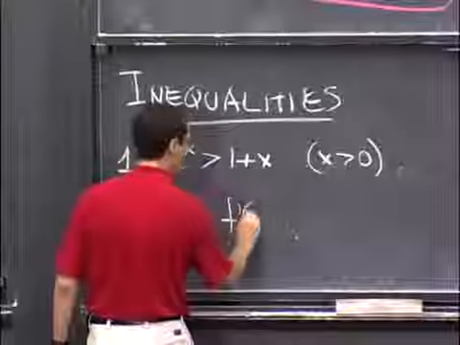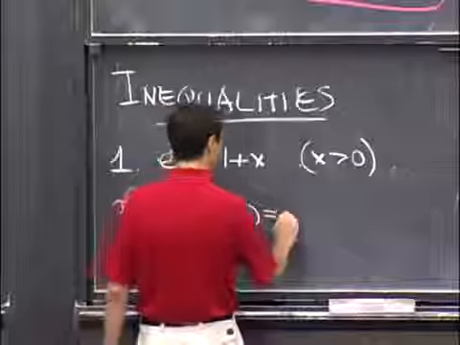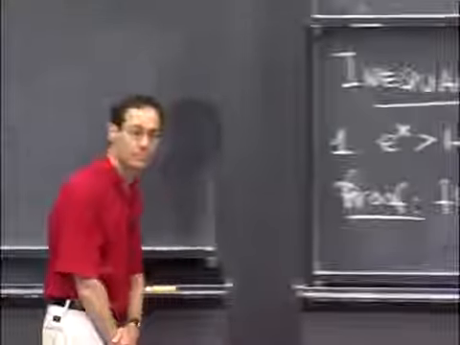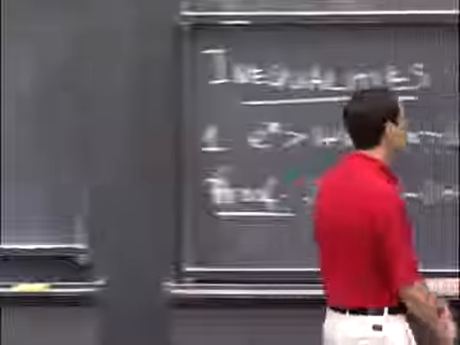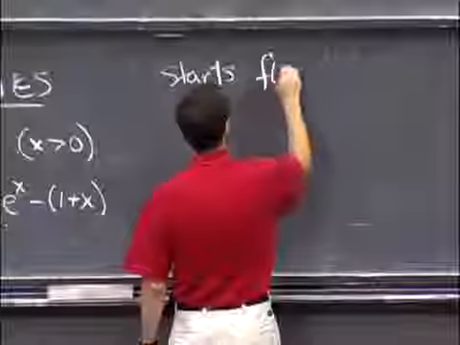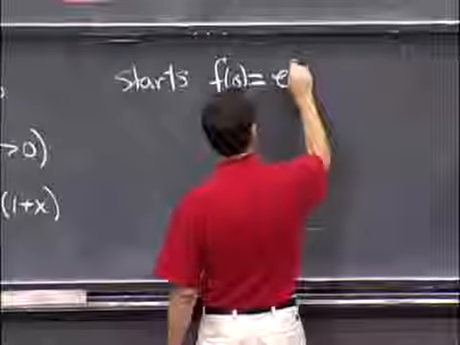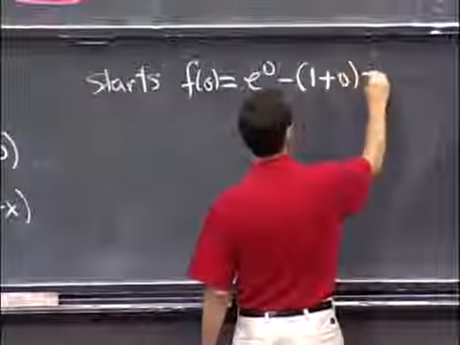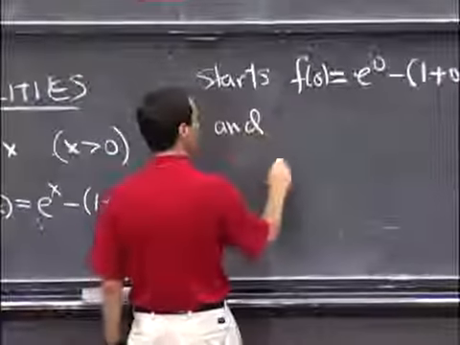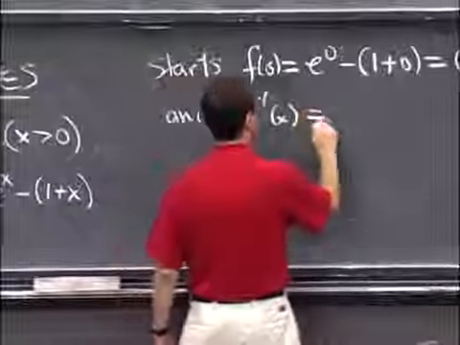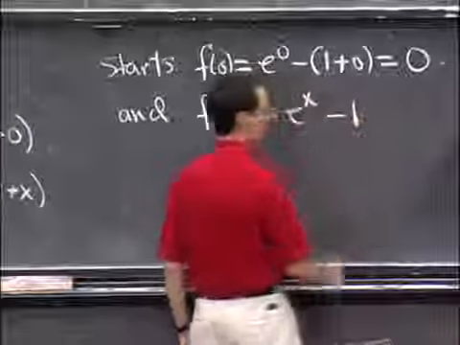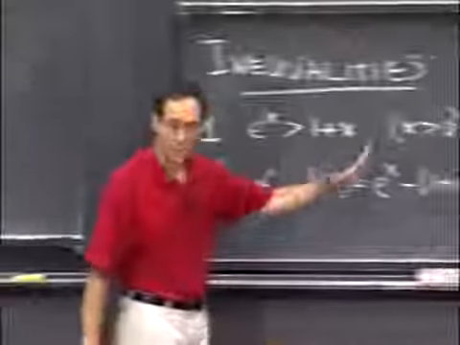I consider the function f of x, which is the difference, e to the x minus (1 plus x). I observe that it starts at f of 0 equal to, well, that's e to the 0 minus (1 plus 0), which is 0. And it keeps on going. f prime of x is e to the x. If I differentiate here, the 1 goes away, I get minus 1. That's the derivative of the function.